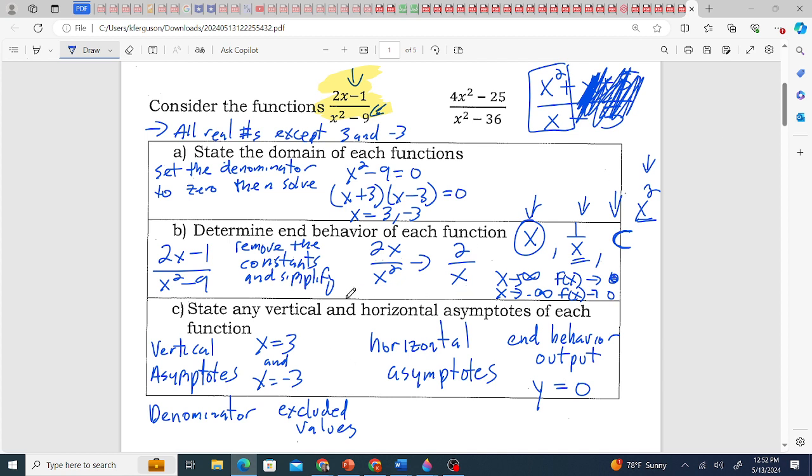Okay, for this problem, vertical asymptotes, x equals 3, x equals negative 3, so you have 2. For this problem, horizontal asymptotes, y equals 0.